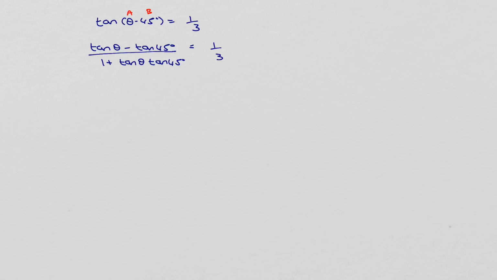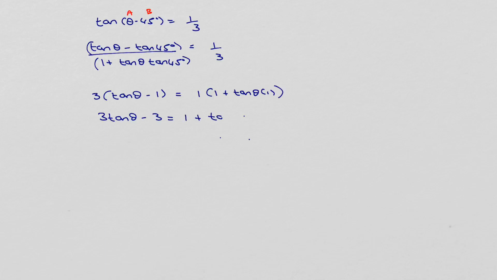Tan 45 is, of course, 1. And if I cross multiply here, I'm going to have 3 times tan theta minus 1 equals 1 times 1 plus tan theta times 1. And therefore that gives me 3 tan theta minus 3 is equal to 1 plus tan theta. Bring all the tans to one side and I get 2 tan theta is equal to 4, and yay, we have tan theta equals 2, which is what we wanted to show.